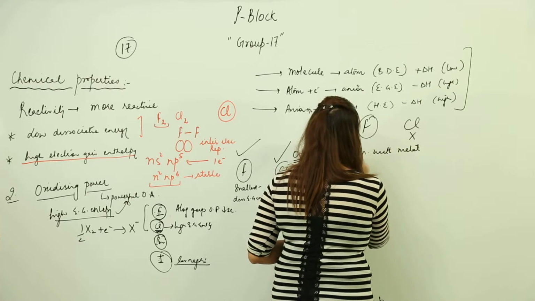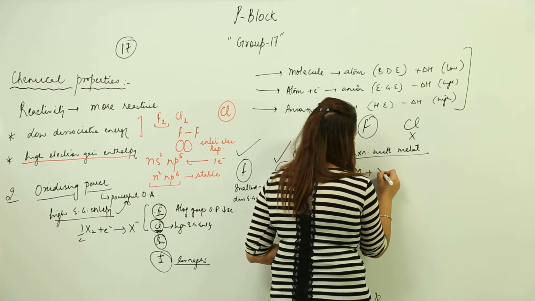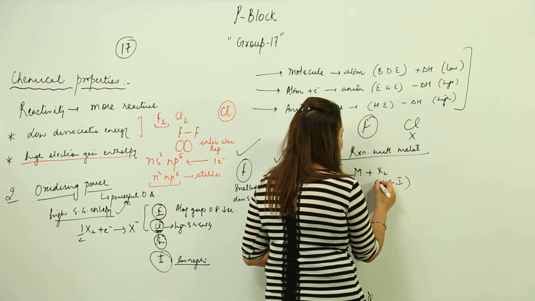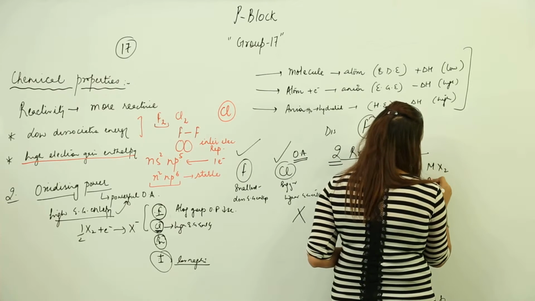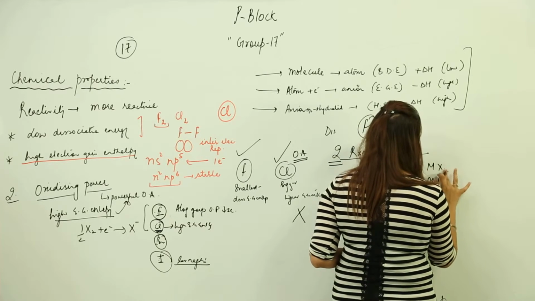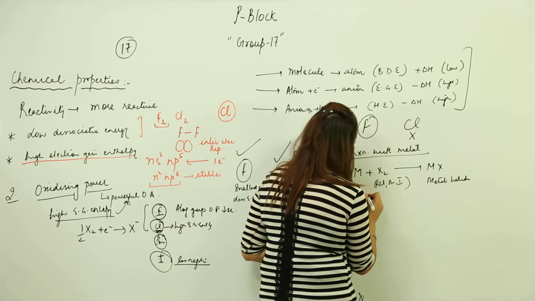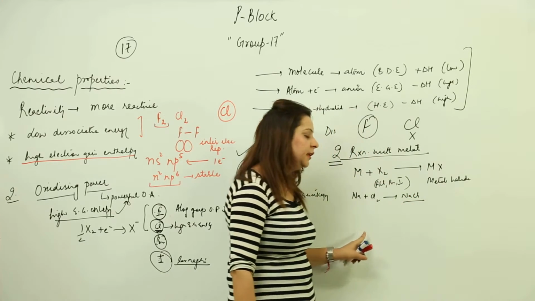Reaction with metal. We see that whenever a metal reacts with any halogen, this can be chlorine, bromine, iodine, or fluorine, it forms the metal halide. For example, I have Na, and I am going to react it with Cl. So you know that NaCl is our table salt.